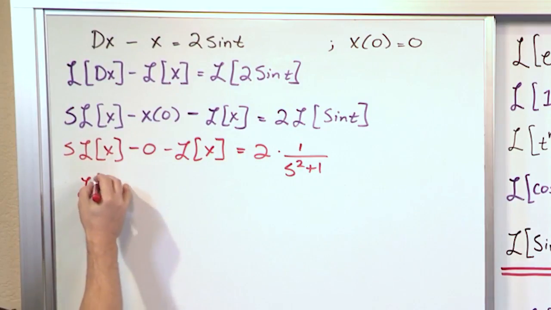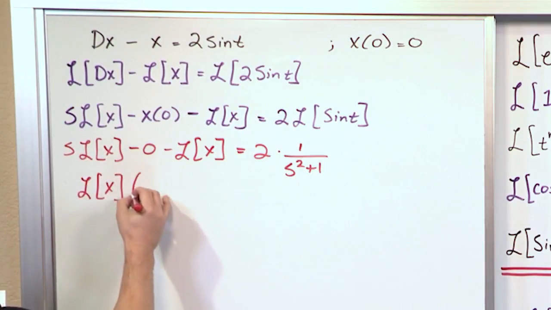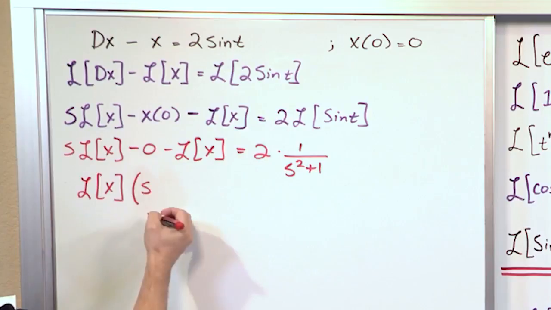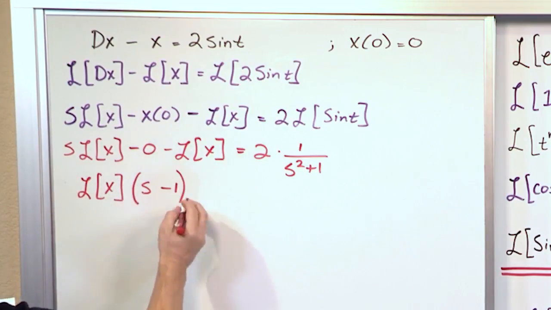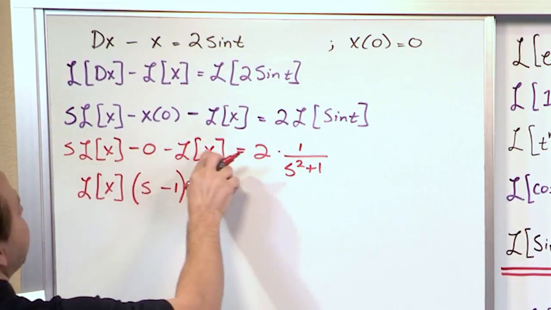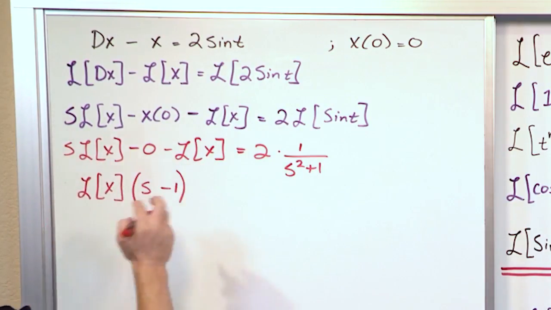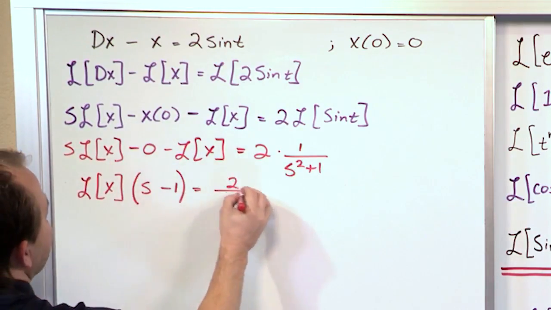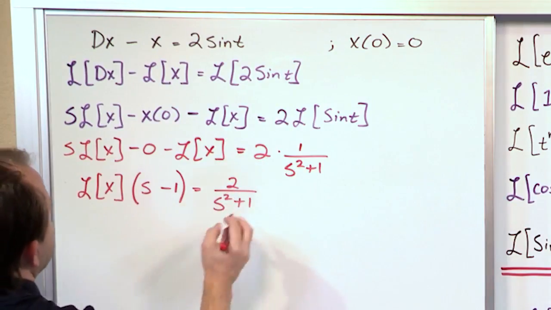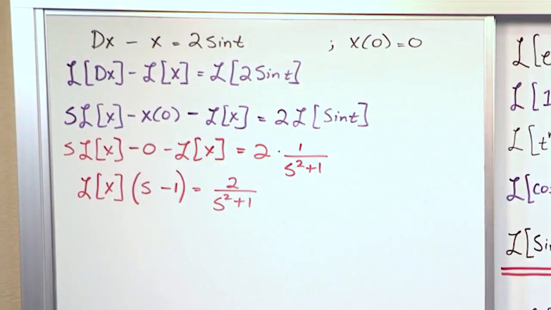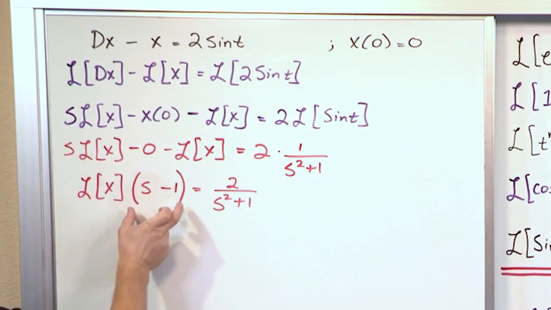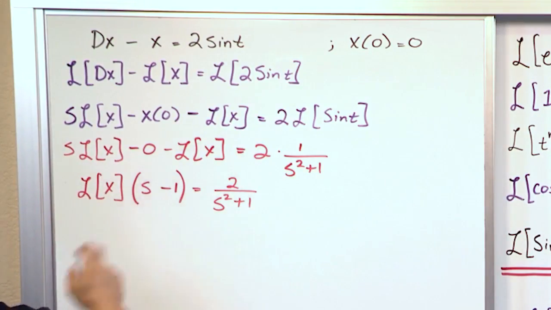So we'll have the Laplace transform of x, open parentheses, s minus 1. This basically is simplifying this. The 0 drops away, and we factor out the Laplace transform times s minus 1. On the right-hand side, we'll have a 2 on the top, s squared plus 1 on the bottom. So what we have here is the Laplace transform times this term equals this term over here.